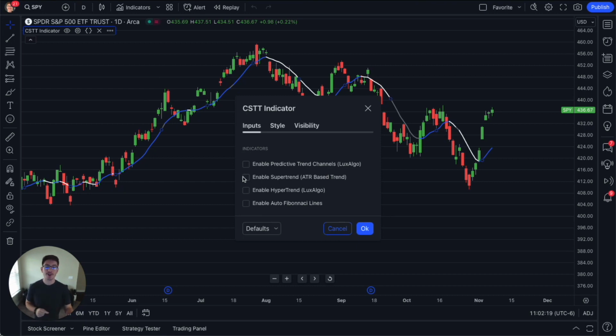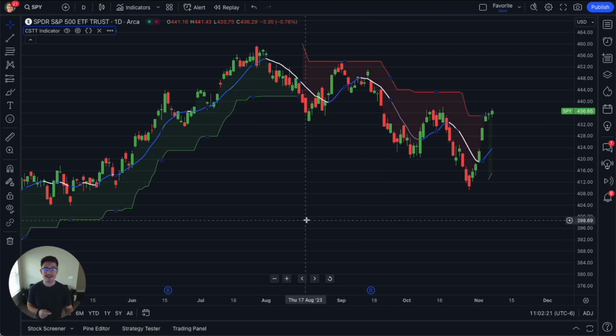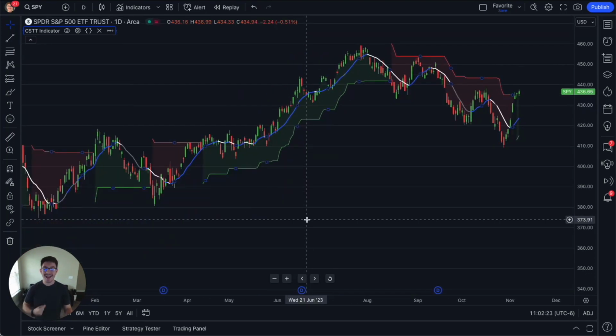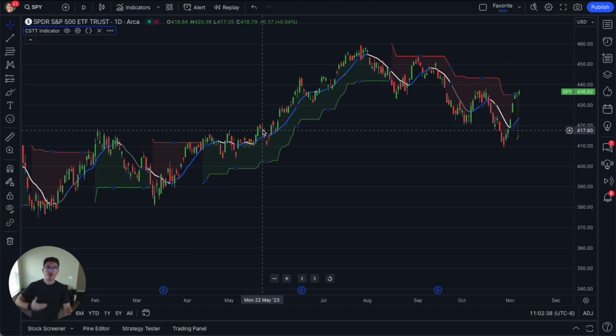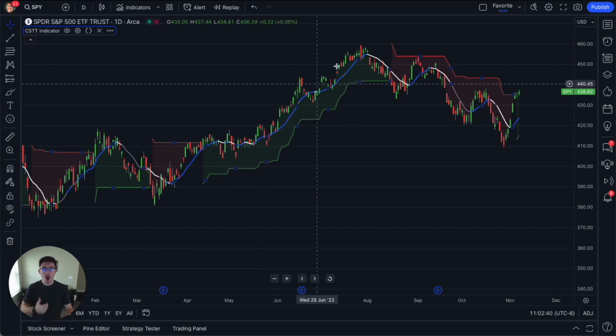So what I love here is enabling the super trend, which is an ATR based trend. And why I like this is because it gives me confirmation. It shows me extra validation of what the long-term trend is. So you can see here at this area, this cloud is green and the line is blue. So both of these are signaling a buy signal. That's a very great time to enter a long trade.